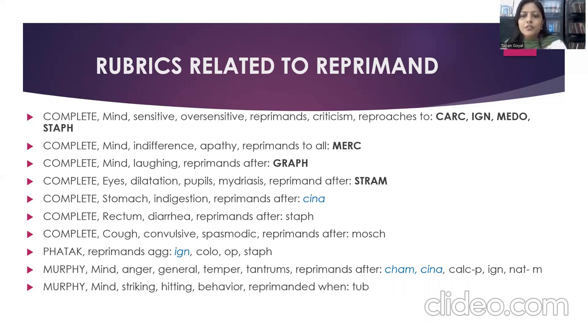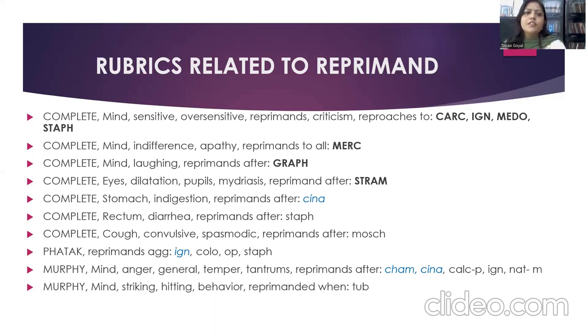We have Medorrhinum, again a very sensitive remedy, very emotionally sensitive. And we have Staph, again a diligent remedy. There is another rubric in Complete Repertory, which is Mind, indifference, apathy, reprimands to all. There is indifference and apathy to all kinds of reprimands. We have a single remedy there in high grade, Merc. Then we have Mind, laughing after reprimands. In high grade, we have Graphites there.